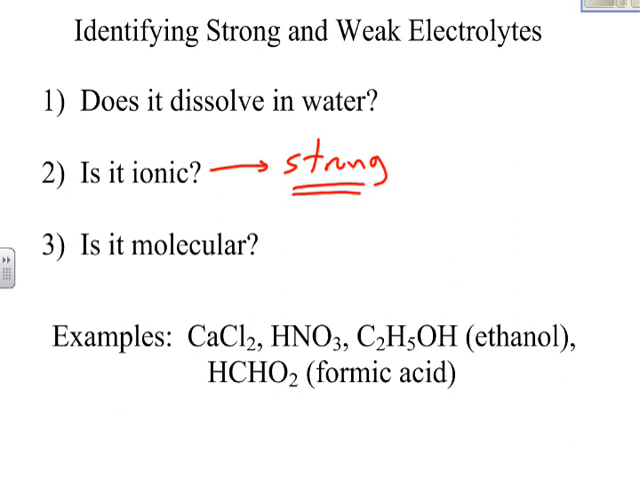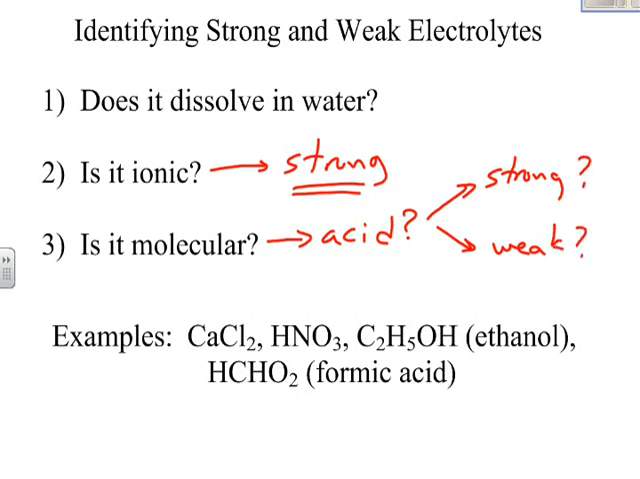If it's molecular, now you've got to decide, is it an acid? If it's not an acid, chances are it's a non-electrolyte. Things that aren't acids, when they dissolve in water, they don't break apart into ions. If it is an acid, you want to ask yourself, is it a strong acid or is it a weak acid? Strong acids are going to be strong electrolytes. Weak acids will be weak electrolytes.